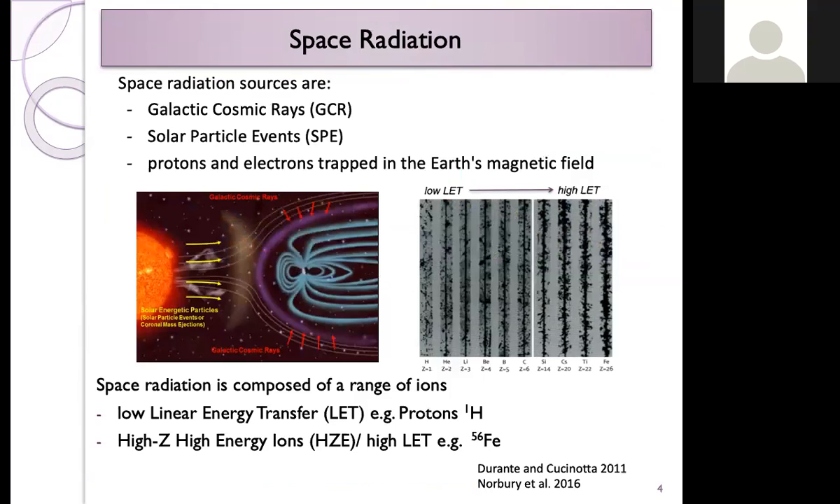The space radiation sources are galactic cosmic rays, solar particle events, and protons and electrons trapped in the Earth's magnetic field. And space radiation is composed of a range of ions, from low linear energy transfer, or LET, ions such as proton, to high Z or high LET ions such as iron.